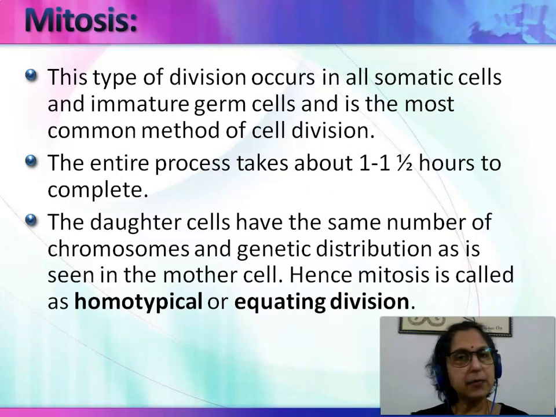This type of division occurs in all somatic cells and in immature germ cells and is the most common method of cell division. The entire process takes about 1 to 1.5 hours to complete. The daughter cells have the same number of chromosomes and genetic distribution as is seen in the mother cell. Hence, mitosis is called homotypical or equating division.